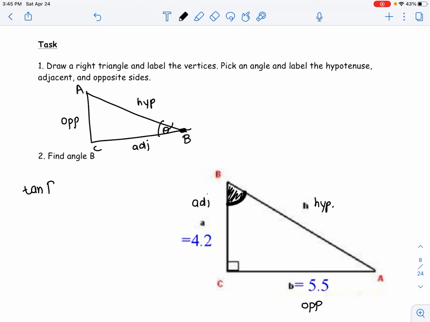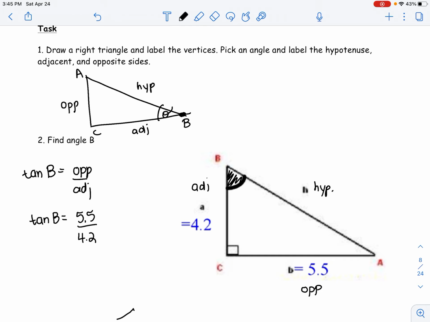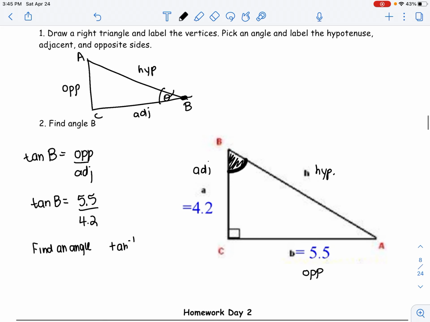So tan of angle B is equal to opposite over adjacent. TOA. T-O-A. Tan of B we don't know, but we do know that our opposite side is 5.5 and our adjacent side is 4.2. So we need to find B by itself. This is kind of a reminder of our first lesson. So in this case, when we want to find an angle, we always have to use tan inverse. That's that tan -1 in our calculator.